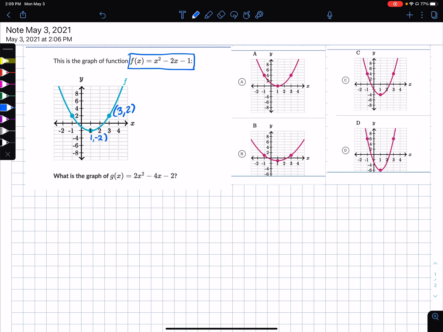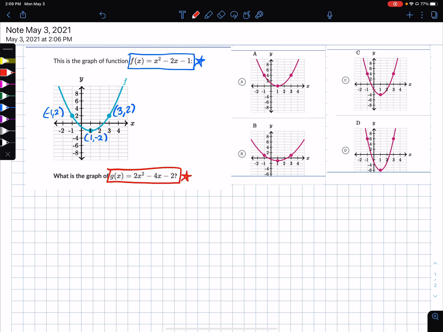Got to be careful with that vertical scale. It's going by 2's instead of 1's like the x scale. And then the far left anchor point that's noted is -1, 2. All right, so they give us the function here, and then they give us the version of g, and then they ask us for the graph of it.